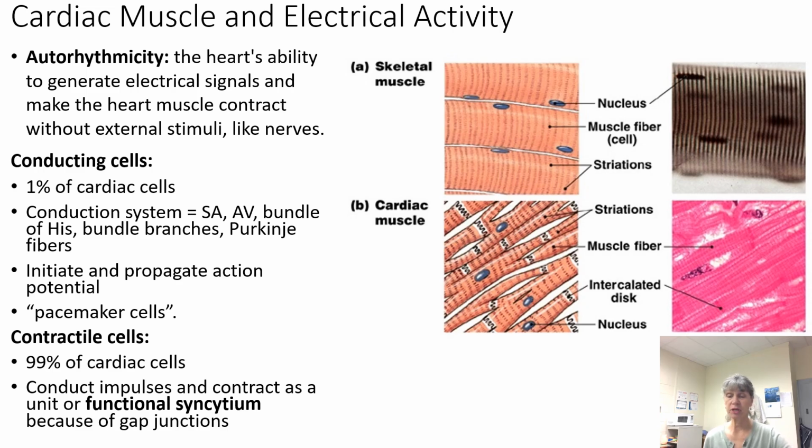There are specialized cells known as cardiac conducting cells or pacemaker cells, and these make up only about 1% of all the cells within the heart. They produce a cardiac conduction system which includes these specialized cells in certain areas, including the sinoatrial node or SA node, the atrioventricular node or AV node, the bundle of His, bundle branches, and Purkinje fibers.